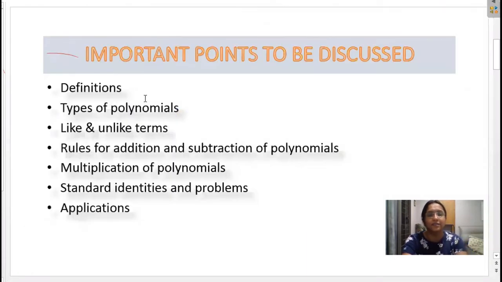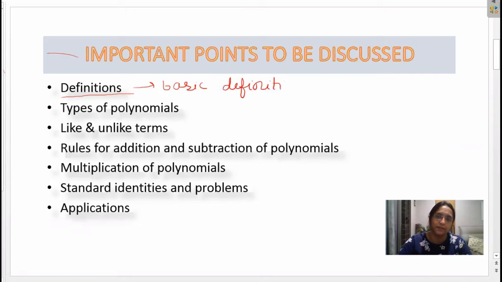The contents of this chapter are, first one, definitions. We'll study some important and very basic definitions to understand the chapter. These definitions are very important to understand the topic. Next is types of polynomials. In this definition, we'll study what is a polynomial, and then what are the types of polynomials.